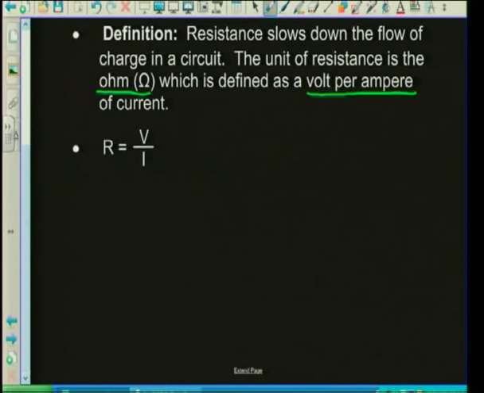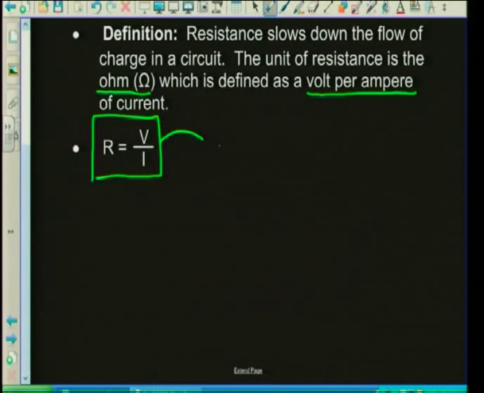Now I'm just going to add a little bit of an extension here. This equation, R equals V over I, that's how we define resistance. This comes from an important law known as Ohm's law. Now, Ohm's law was devised by a very, very special man named George Simon Ohm. I particularly like this man because he was a school teacher, actually, and then he did all of this on his own in the 1700s.